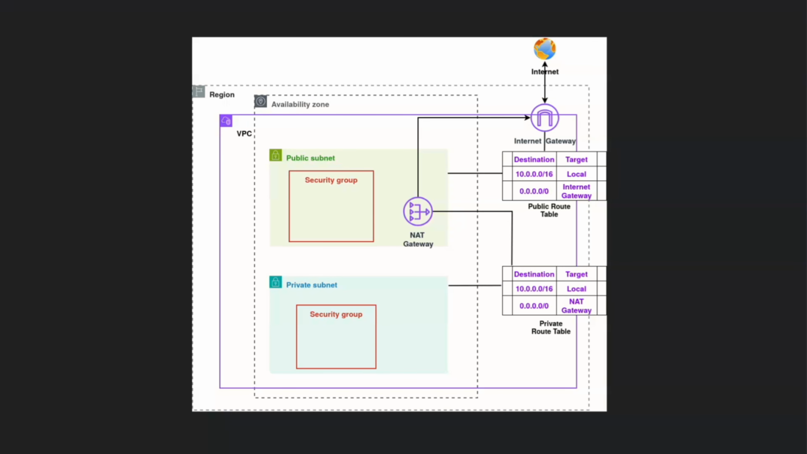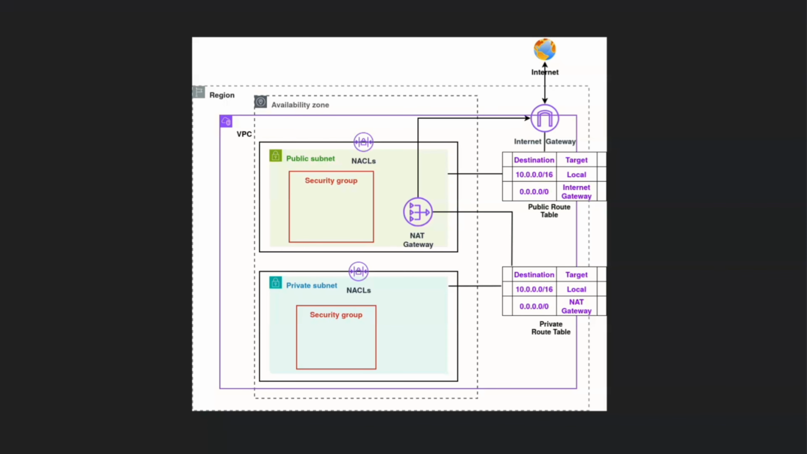A security group acts as a virtual firewall that controls inbound and outbound traffic for each instance in the VPC. Security groups are stateful. Network ACLs provide security at the subnet level. NACLs are stateless, meaning inbound and outbound rules must be explicitly defined.